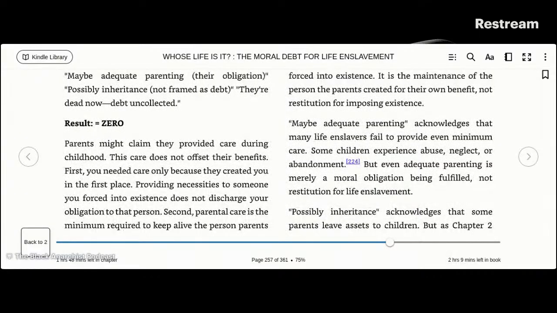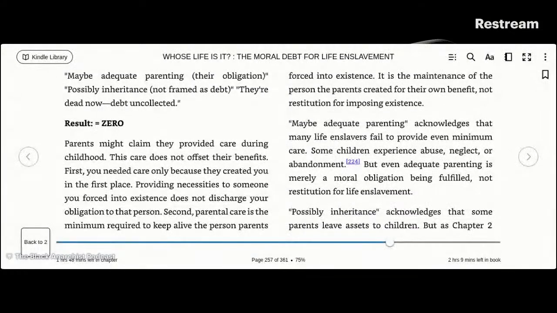Maybe adequate parenting, which is their obligation. A possible inheritance, this is not framed as a debt. They're dead now, so the debt is uncollected. The result is zero. Parents might claim they provided caring during childhood. This does not offset their benefits.